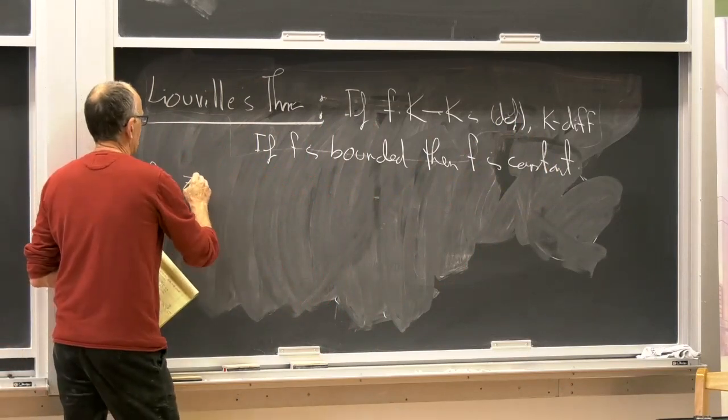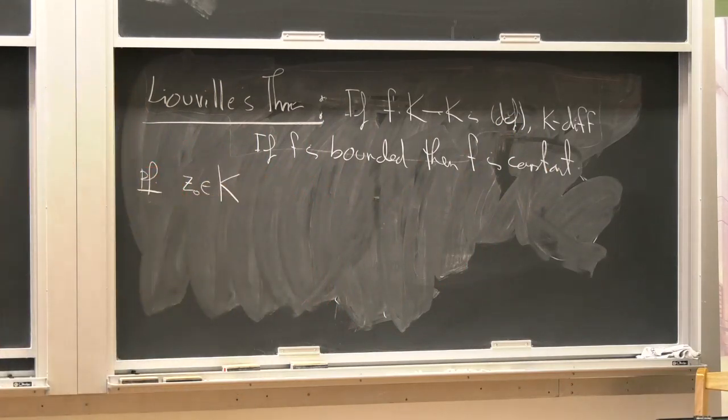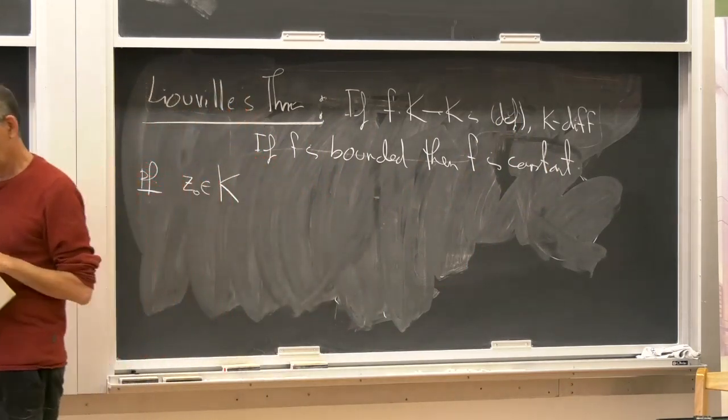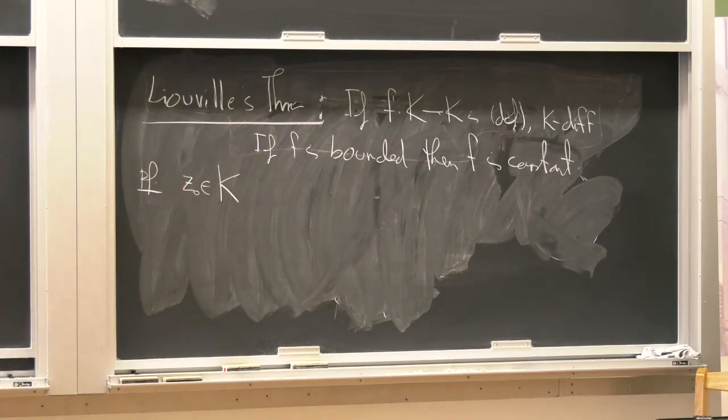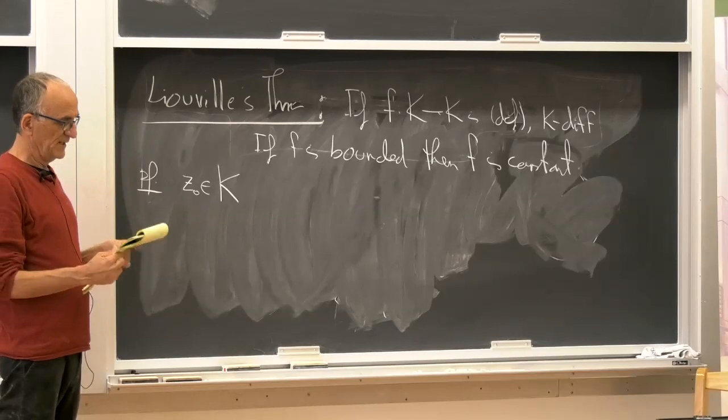We fix any arbitrary point in K, and we want to show that the derivative has to be zero. If we show that the derivative is zero everywhere, then, well, yeah, okay, we don't know yet that a function whose derivative is zero everywhere is constant. We know it for our differentiable functions: if the Jacobian is zero everywhere, then the function is constant. Then if we show that the derivative is zero everywhere, it will be constant.